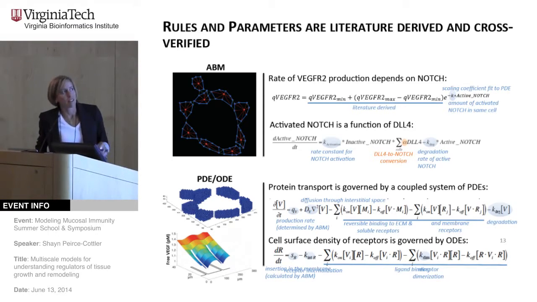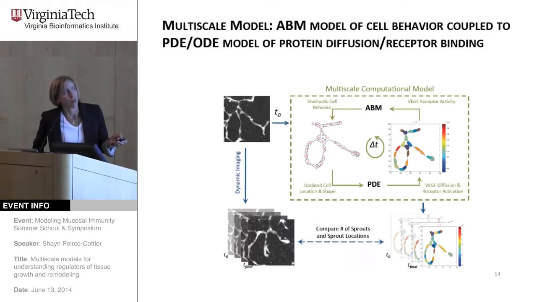So how does this come together? As I said, we have this agent-based model to look at cell behaviors, but then we also have this more fine-grained model at the molecular level to look at how ligands and receptors bind one another on the surface of individual cells. So how do we really bring them together? That's represented here. We have a little bit of stochasticity governing where these cells can go and how they respond. They update their shape change. That in turn will affect the VEGF diffusion, so it changes the space for VEGF to diffuse in, and also obviously the amount of receptor activation on the surface of any given cell.